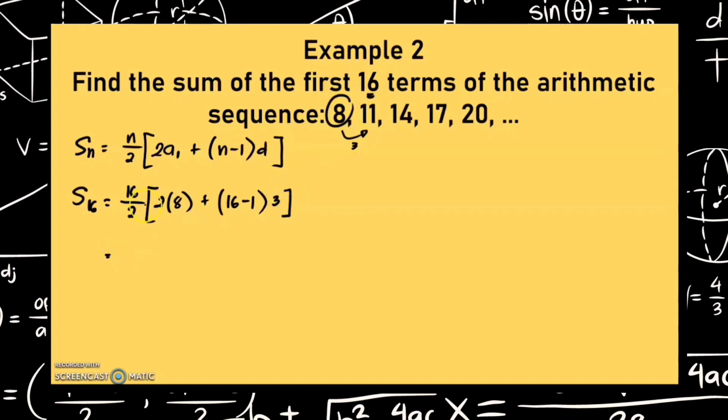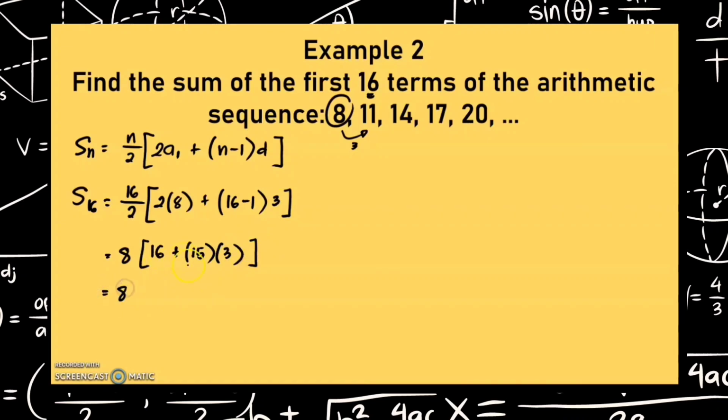Okay, let's simplify. 16 divided by 2, that is 8. 2 times 8 is 16. Plus, 16 minus 1 is 15. Then we have the common difference of 3.